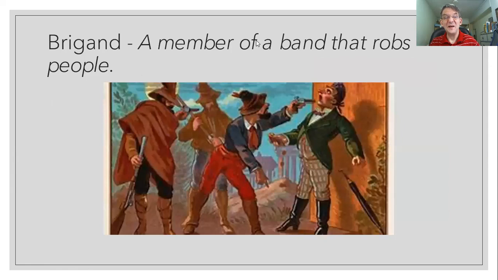Okay, now we come to the third vocabulary word. And this word is brigand. A brigand is a member of a band that robs people. So here we see three robbers robbing a gentleman, and these three robbers are known as brigands. So that's what a brigand is.